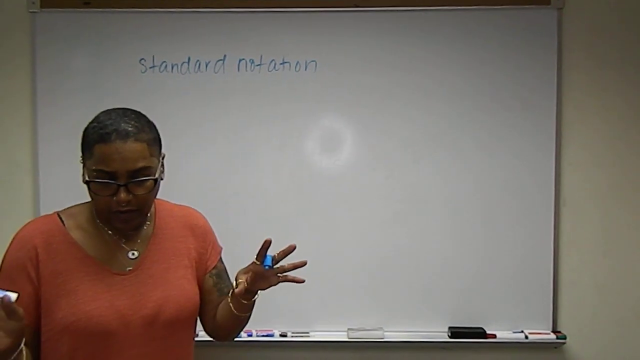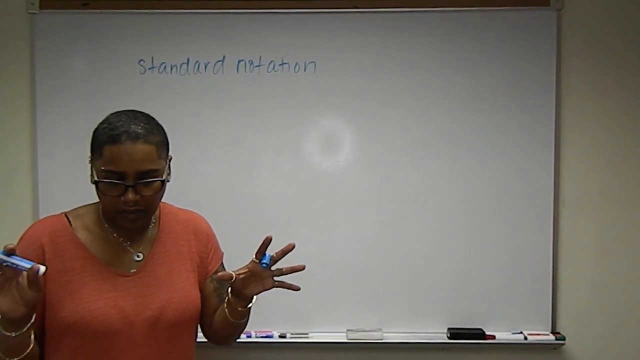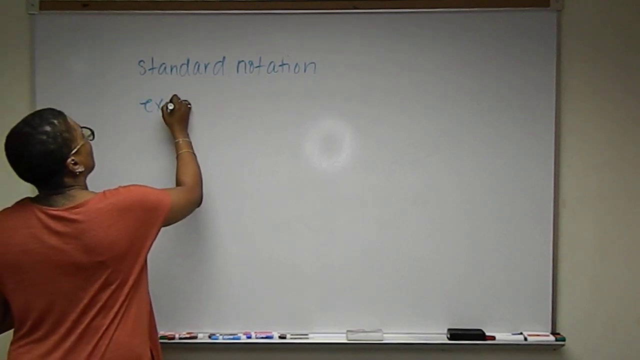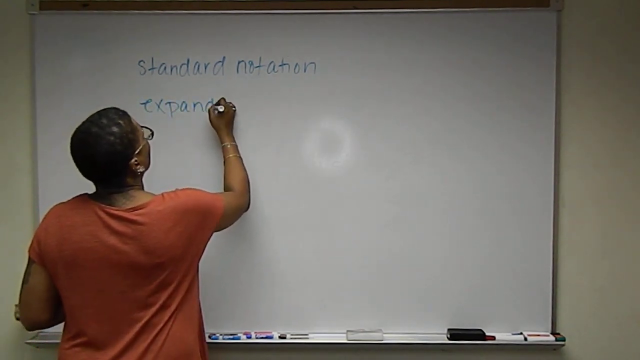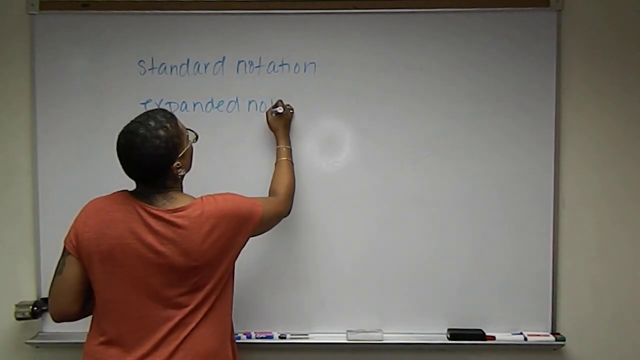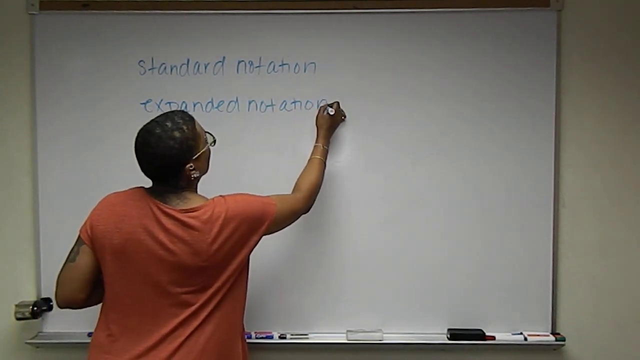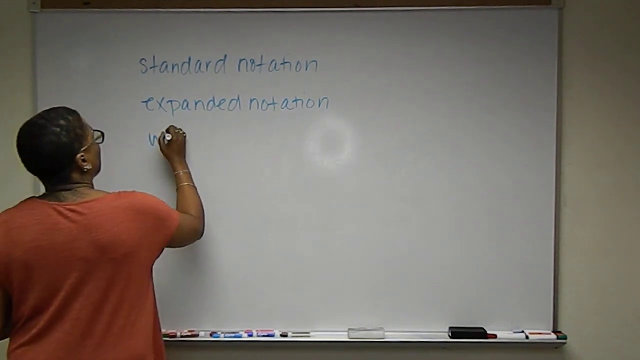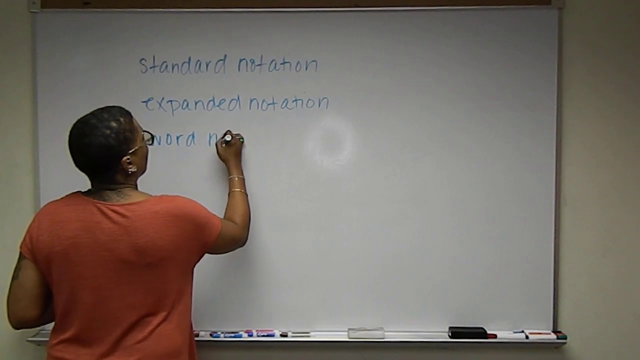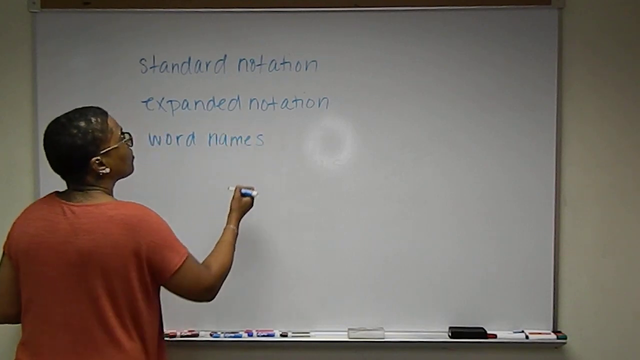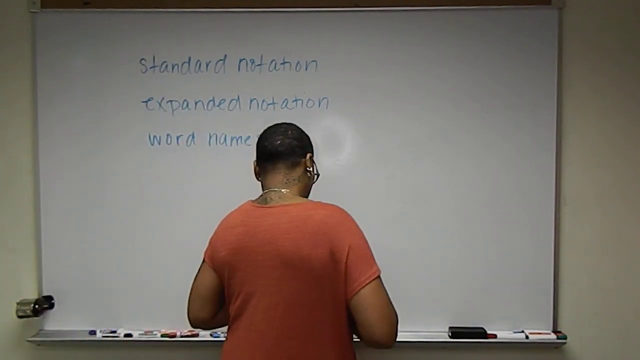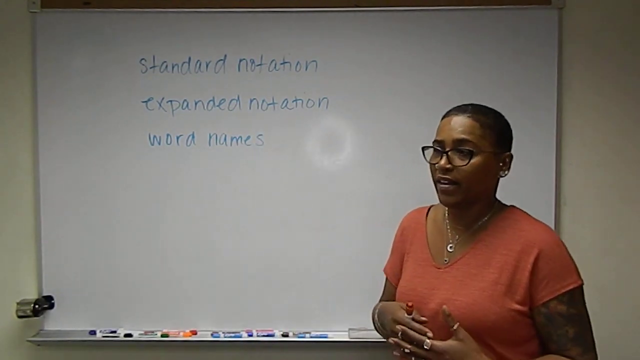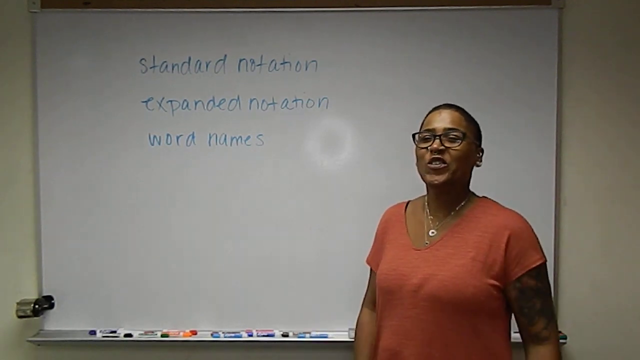So, real quick, we had standard notation, expanded notation, and word names. And what do we call digits when they're in a number? When we put the digits together, they make up a number.